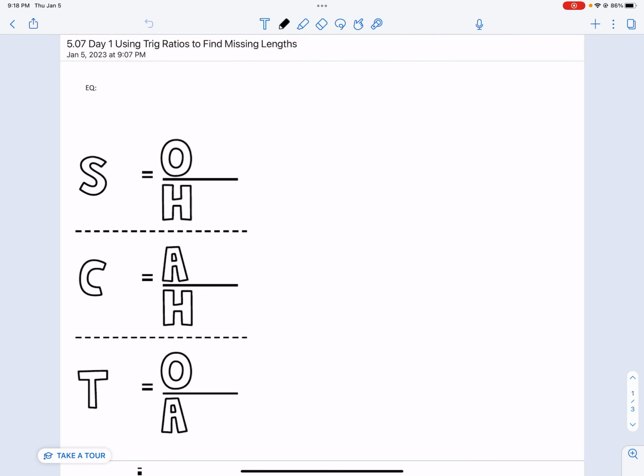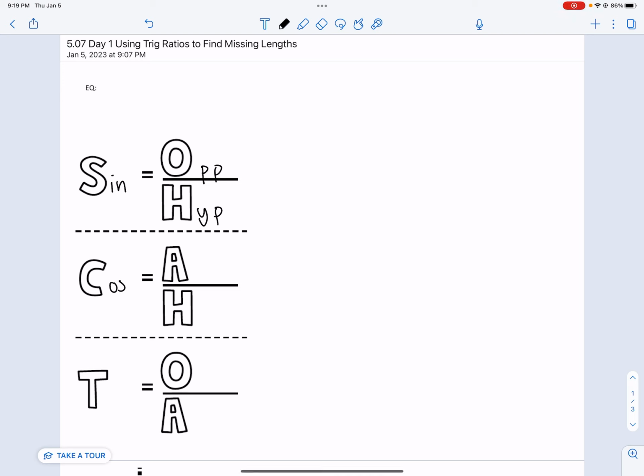Alright, today we're going to use trig ratios to find missing side lengths. We're going to start off by reviewing what sine, cosine, and tangent are and which sides those trig ratios relate to. So first you have sine. Sine is going to be, go ahead and try to recall it if you can, opposite over hypotenuse.